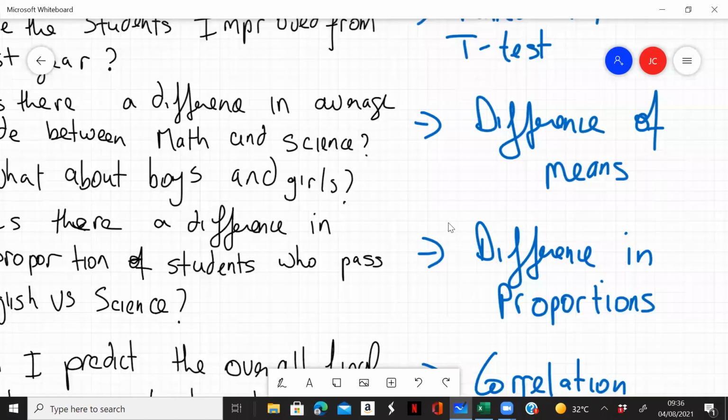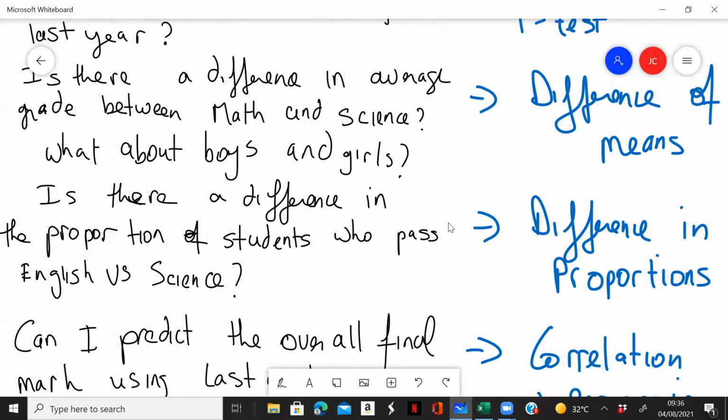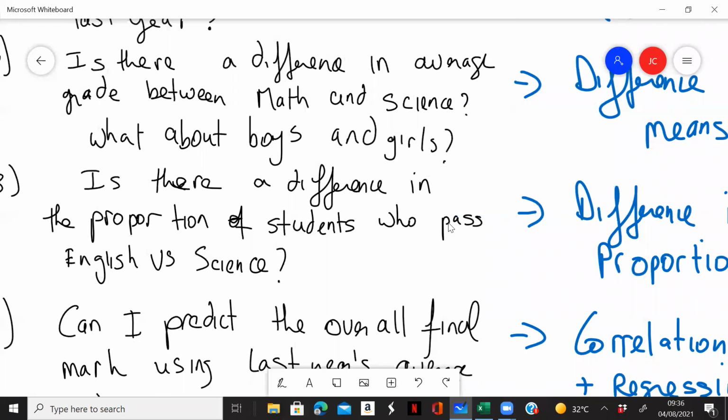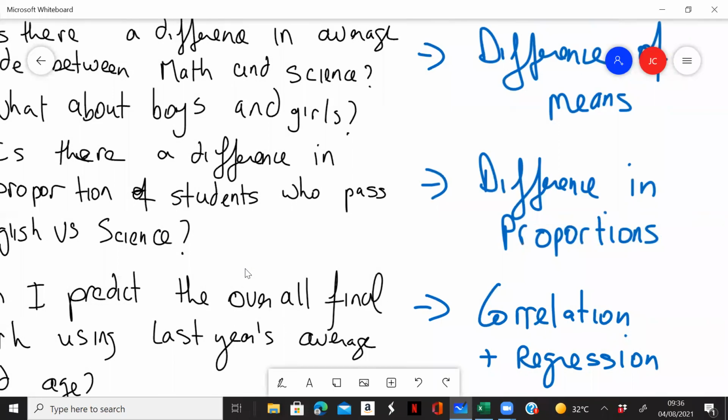Moving on. Why stop at means? Can we talk about proportions? Is there a difference in proportion of students who pass English, for example, versus the proportion of students who pass science? Can we say there is a meaningful statistical difference in the proportion? Statistics gives us a very powerful tool. It's called the difference in proportions. We will see how to apply that later on.